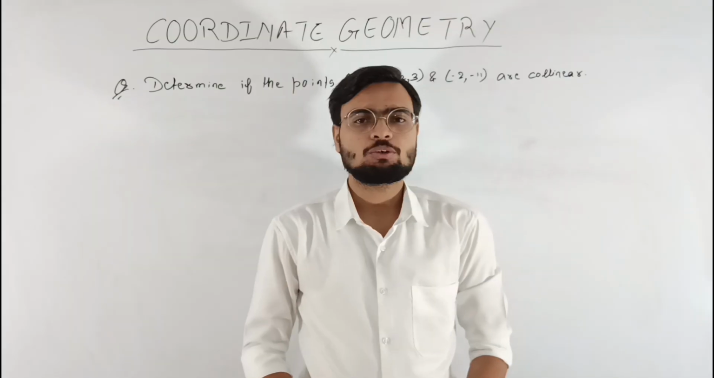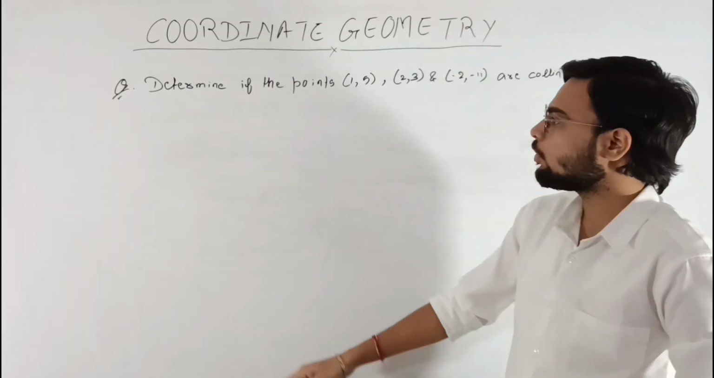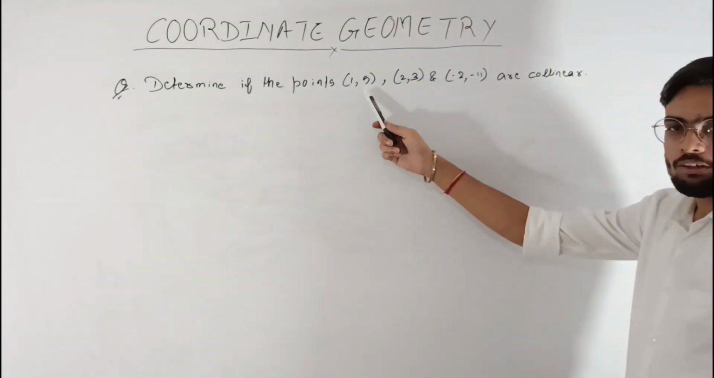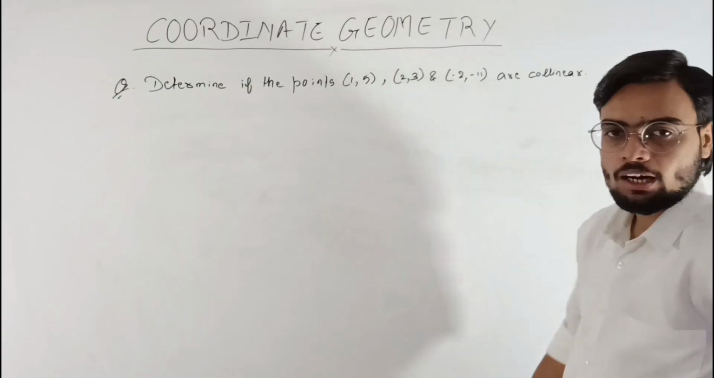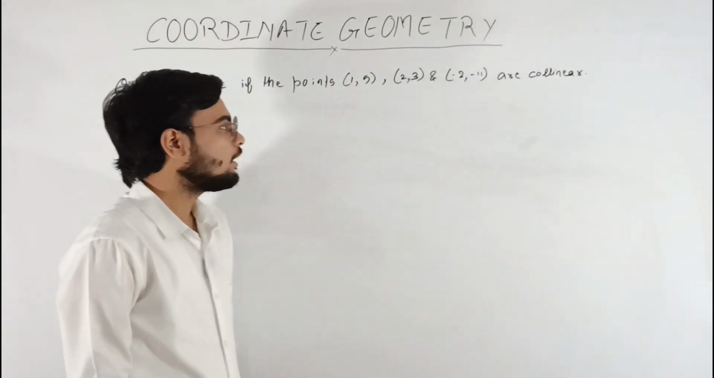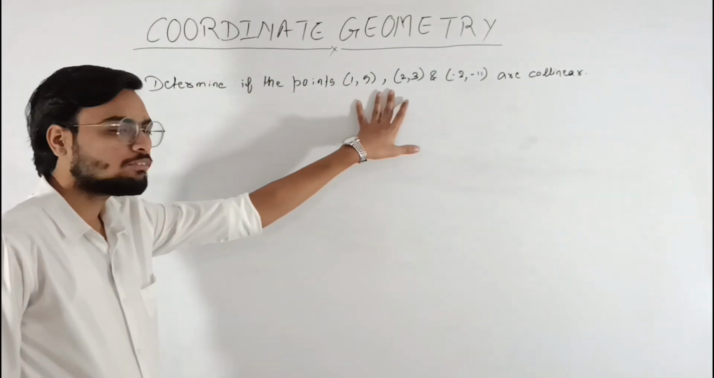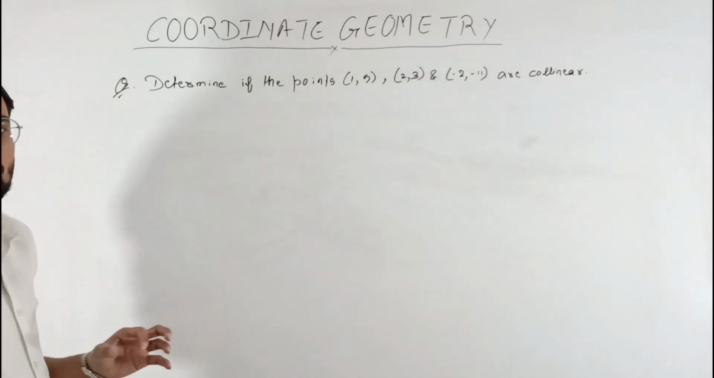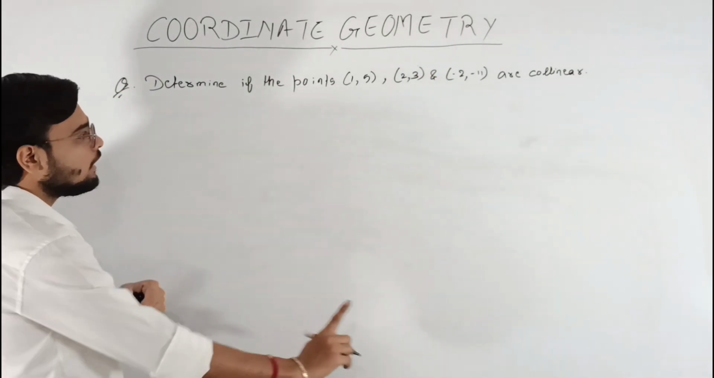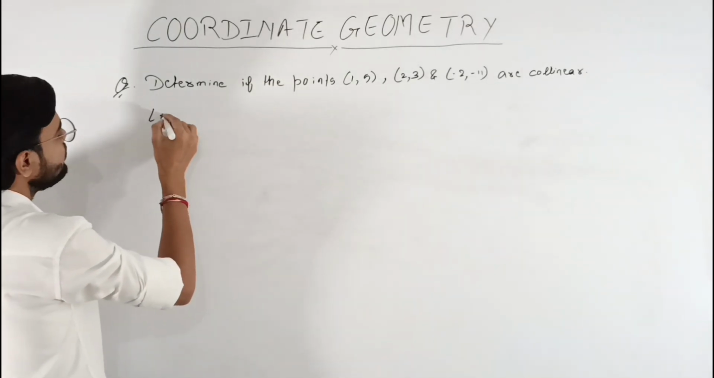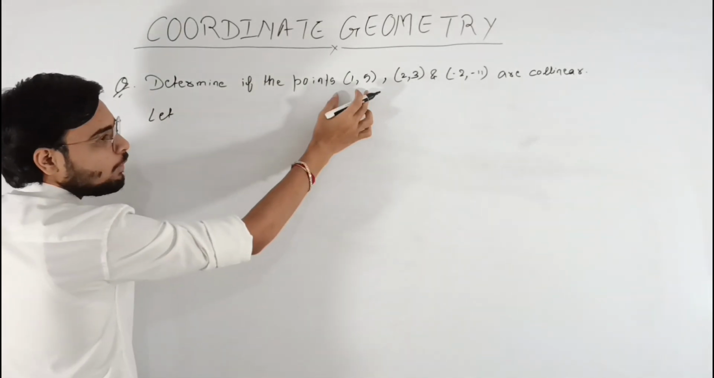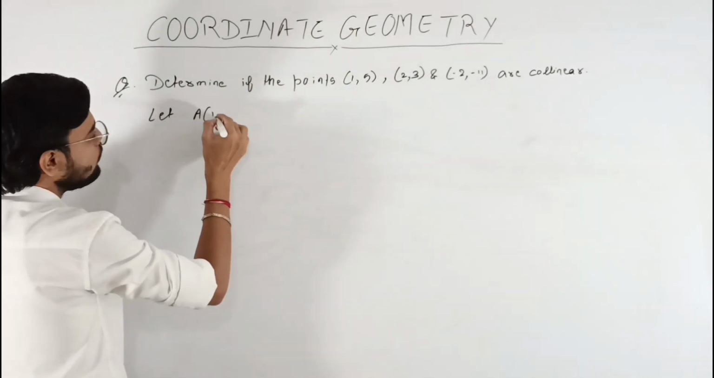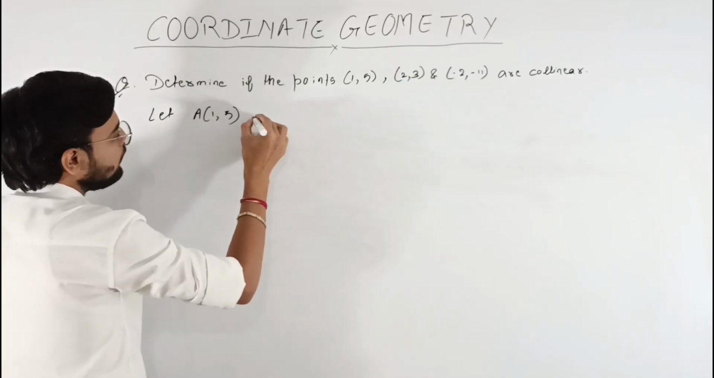Okay. Now let's move towards our next question. The question is: determine if the points (1, 5), (2, 3) and (minus 2, minus 11) are collinear or not. Now look here, we have 3 points: (1, 5), (2, 3) and (minus 2, minus 11). We have to find whether these 3 points are collinear or not. So first we name these points. Let me name the point (1, 5) as A, which is (1, 5).